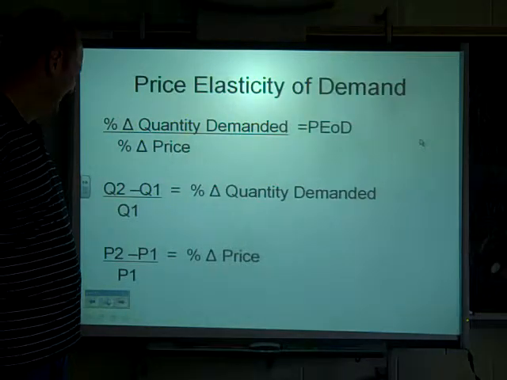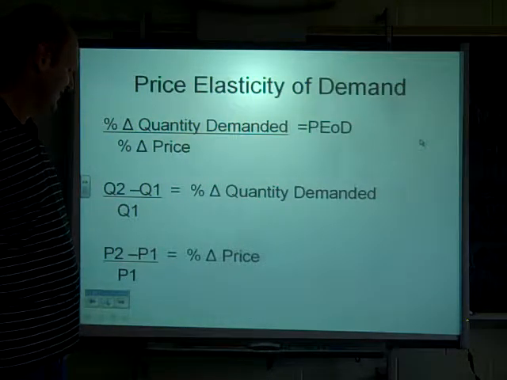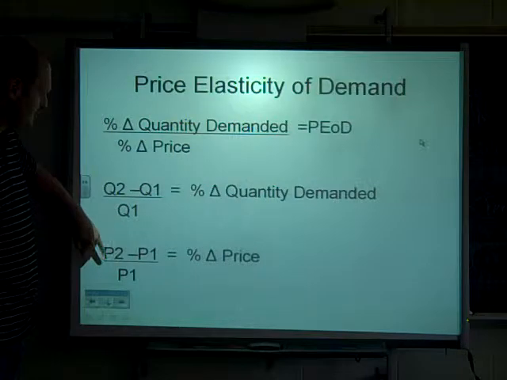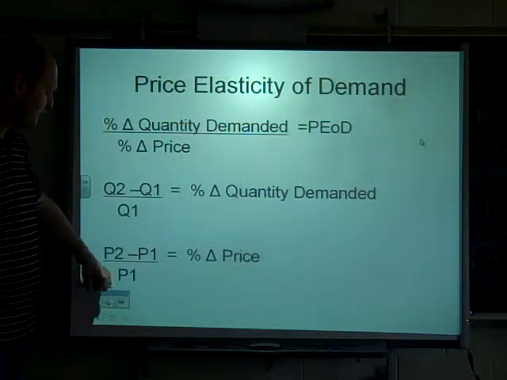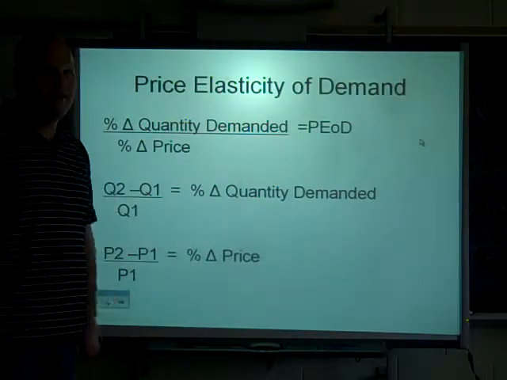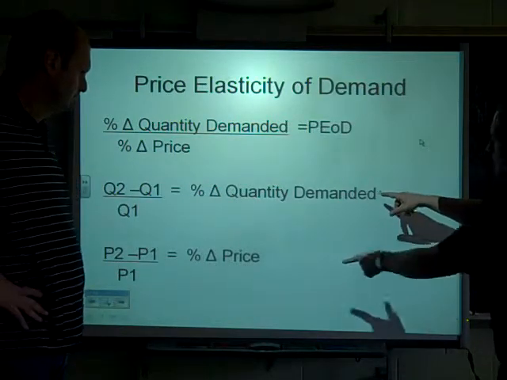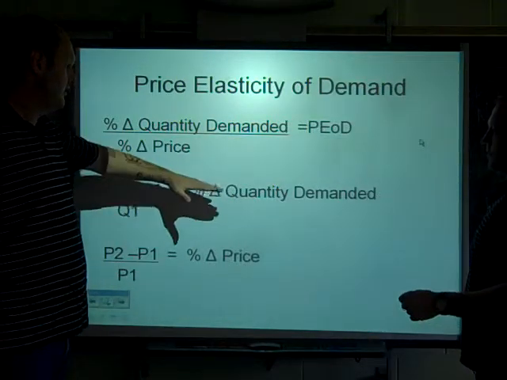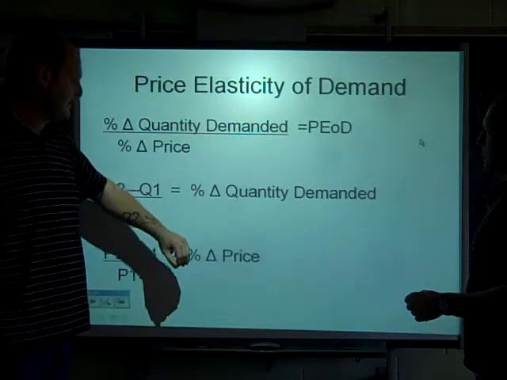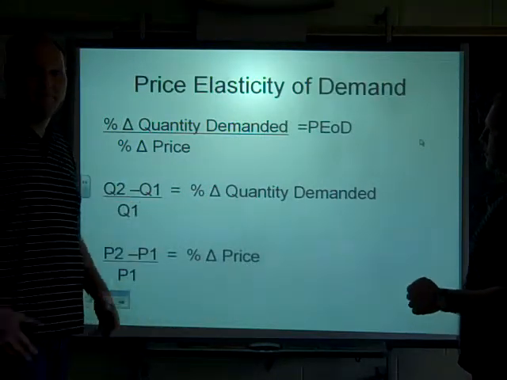Moving on. So, how about the percentage change in price? Same concept here. Percentage change in price, second price minus the first price over the first price, is going to give you that percentage change. So once I figure these two out, what do I do with them? Well, you're going to divide. You're going to divide the percent change in quantity demanded by the percent change in price, and you're going to come up with a number.